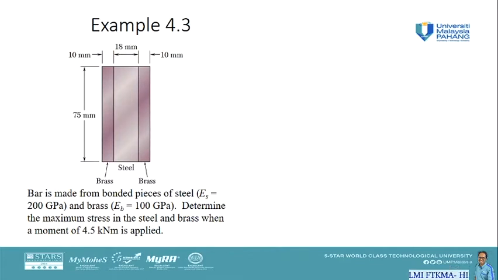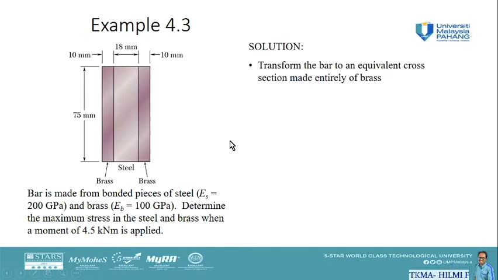Okay, so now let's take a look at one example. We have a bar made of bonded pieces of steel, with a modulus of 200 gigapascal, and brass, with a modulus of 100 gigapascal. The steel is in the middle, and the brass is sandwiched on both sides of the steel. We need to determine the maximum stress in the steel and brass when a moment of 4.5 kilonewton meter is applied.